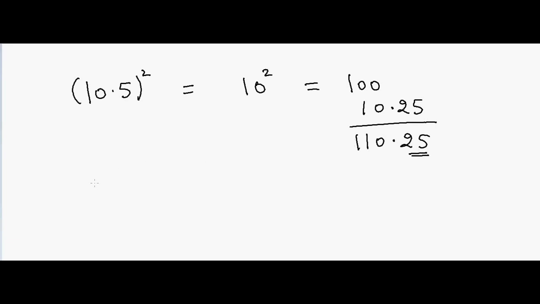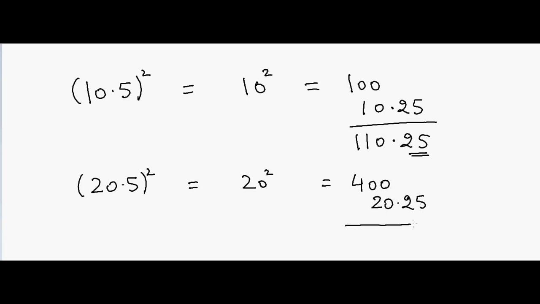Let me do another example. Suppose I have 20.5 and I'm doing the square of this, so that will be equal to 20 square, that's 400, and then I will just add 20.25 in the end, so that will be 420.25. That's the answer.